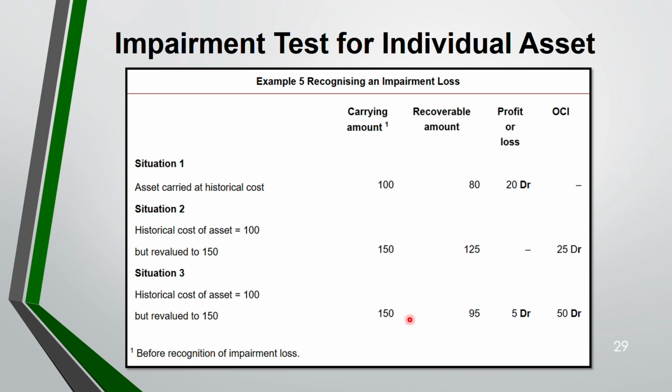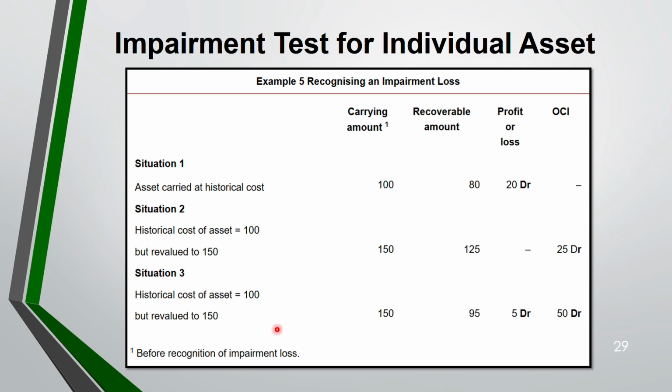Check the difference. If you check the difference, it's 55. But can we recognize 55 straight away in profit and loss or OCI? Straight away? No, we can't do that. So what do we do? This difference of 55 we are going to record in two separate places, OCI and profit and loss. Why two separate places? Because it's a revalued amount that has been impaired.